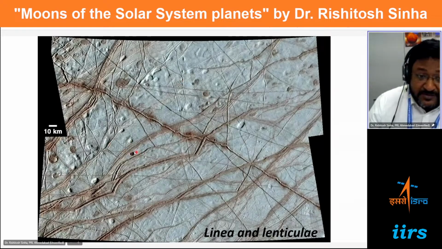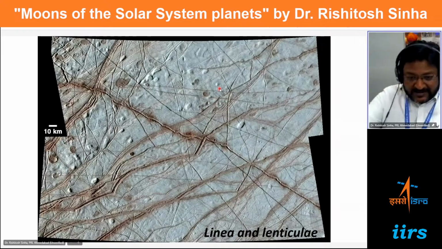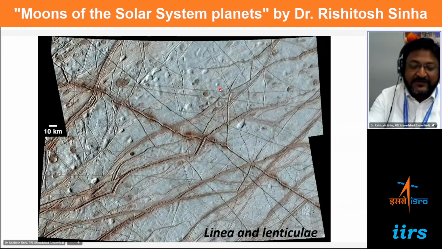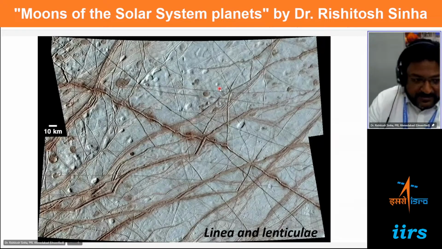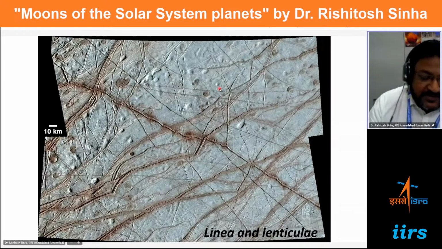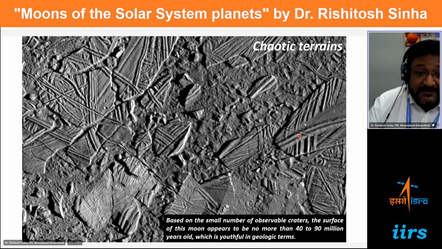So what are these circular marks? Technically, these are called lenticulae, but how have these formed? Are they simply corresponding to the material that is coming from the subsurface and pushing the crust, and then maybe they have formed jets in the past, and now what we see are simple circular features, or are they simply collapsed units? So it is very important for us to again understand how these lenticulae would have formed. And then there are a lot of chaotic features on the surface of Europa.